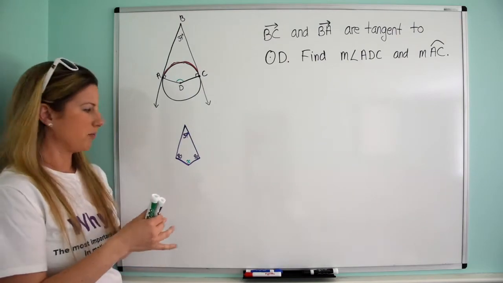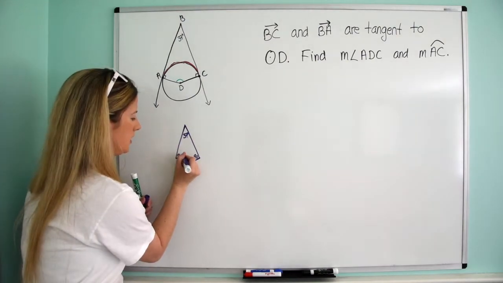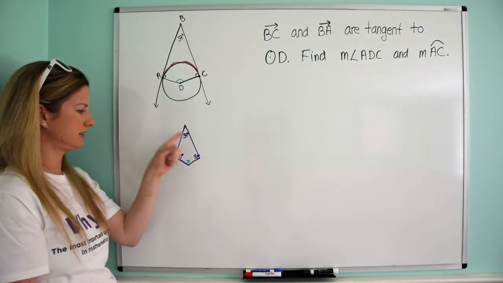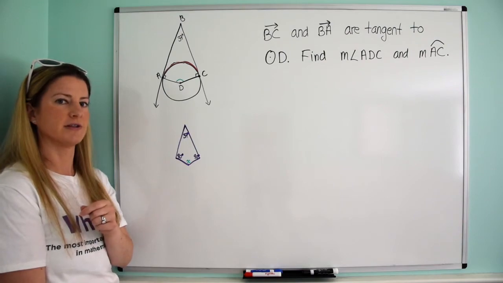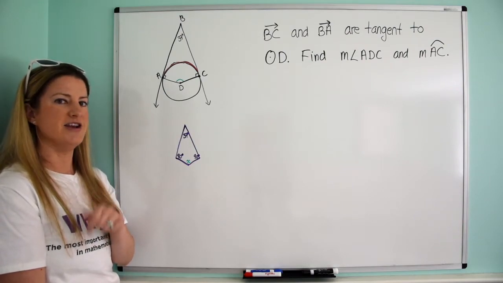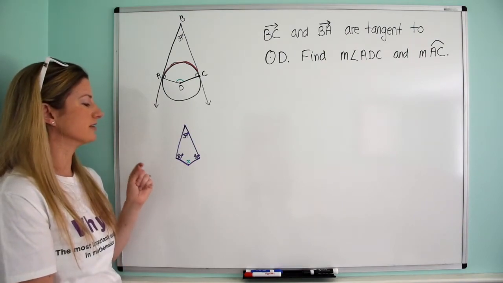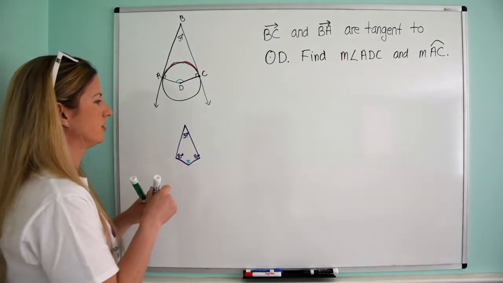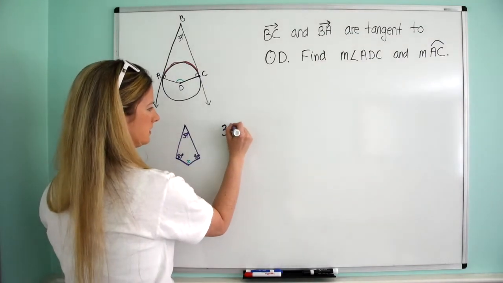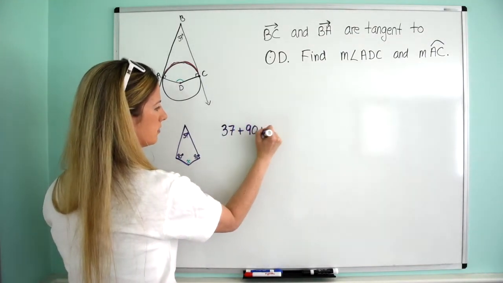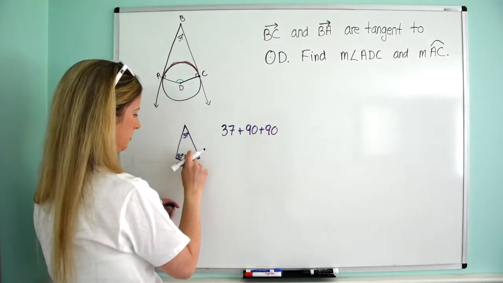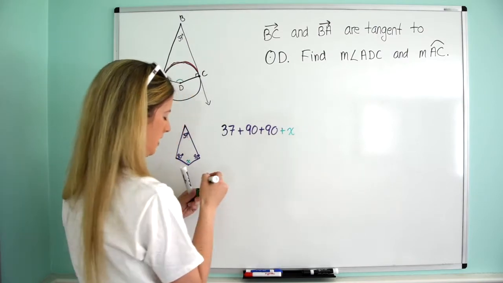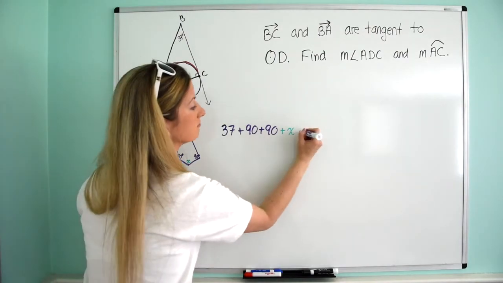Well, if I have a quadrilateral, what do I know? I should probably put degrees on these 90s, okay? If I have a quadrilateral, what do I know about the sum of the measures of the interior angles? I know that the sum of the measures of the interior angles of a quadrilateral is 360 degrees. So I can write a super simple equation: 37 plus 90 plus 90 plus X is going to equal 360.